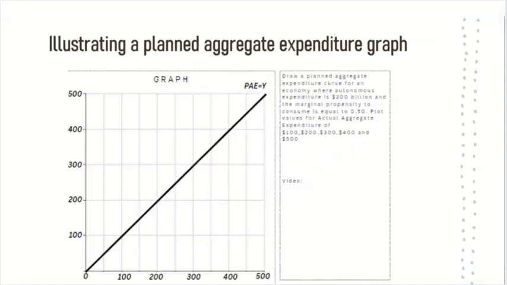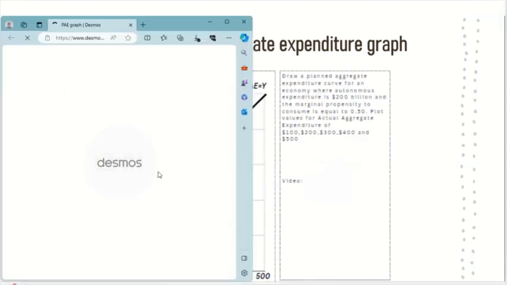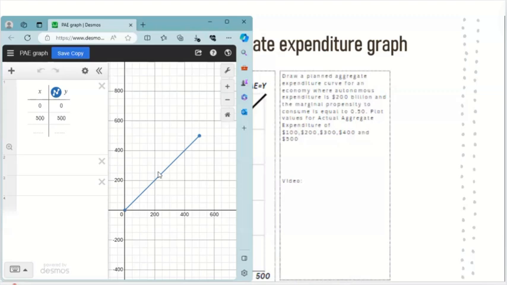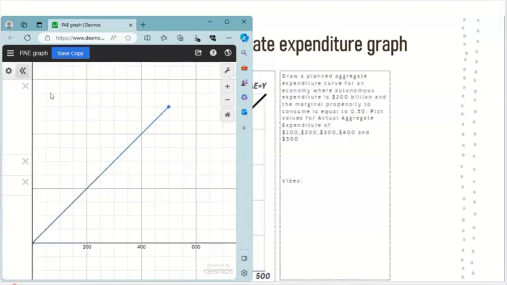I'm going to demonstrate how to draw a planned aggregate expenditure curve for this practice problem. In the worksheet, there is a graph where you can follow along, and my graph will look a little bit different from this, but it will be essentially the same idea.